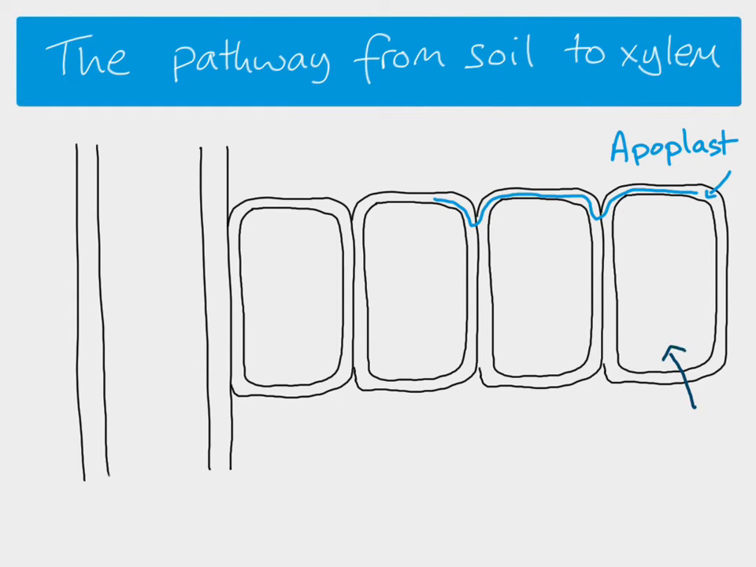Now, the other option is that water comes in and it does cross the cell surface membrane. So it crosses the cell wall, crosses the cell surface membrane. It might also cross the tonoplast and go into the vacuole, but I haven't included that here.